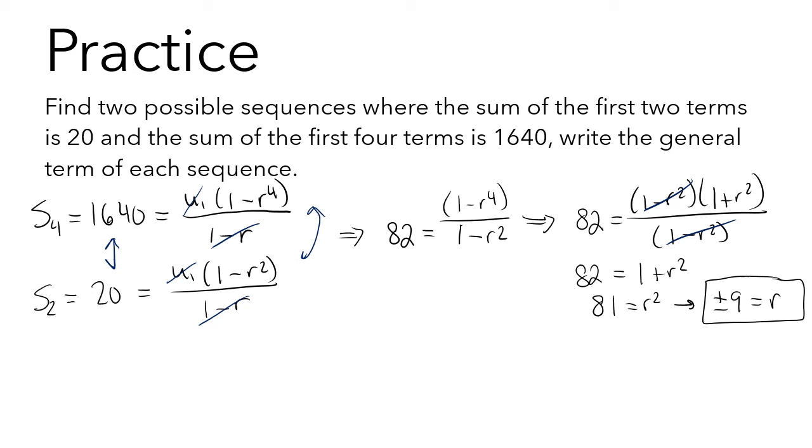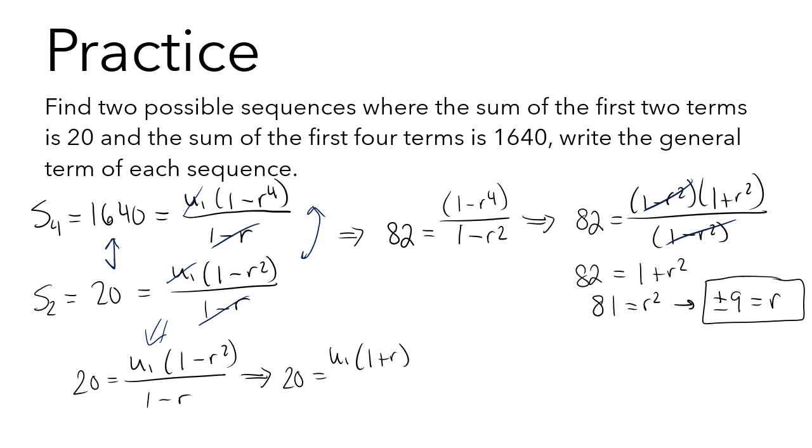So now we can find the general term of each sequence. In order to do that, we need to figure out what is u1. So let's use this formula to figure out what is u1. 20 equals u1 times 1 minus r squared all over 1 minus r. I'm going to rewrite this using the same difference of squares trick, and that's going to be u1 times 1 plus r and 1 minus r all over 1 minus r. Again, these terms cancel, and so we have 20 equals u1 times 1 plus r.